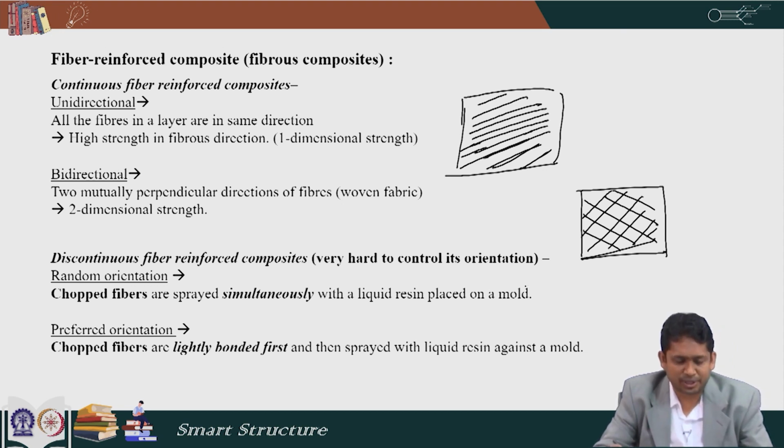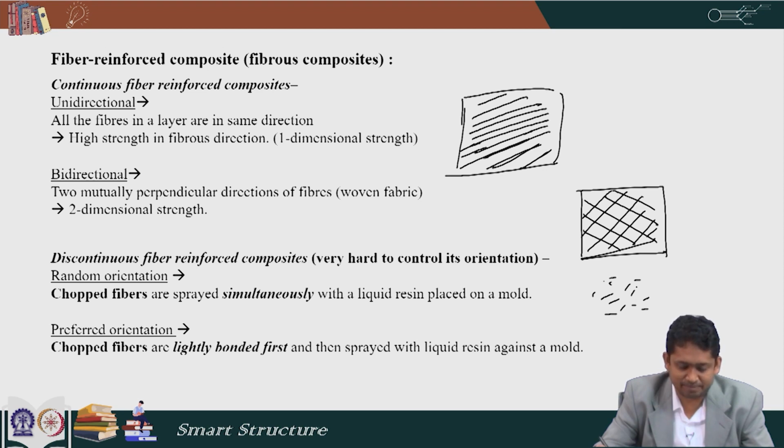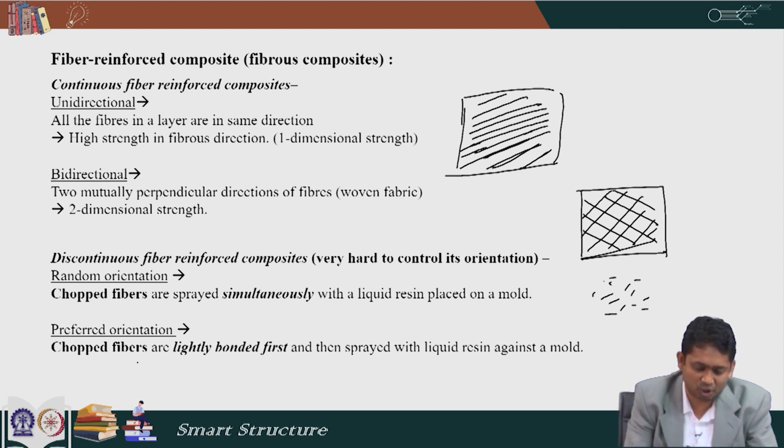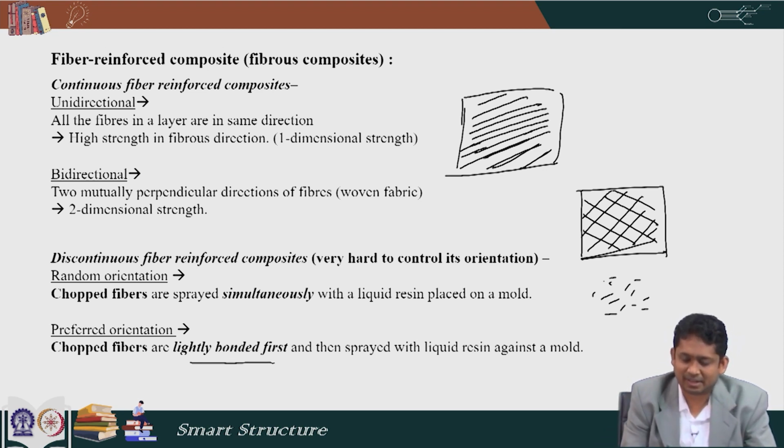When it comes to discontinuous fiber reinforced composites, there can be random orientation or there can be preferred orientation also. Random means the various short fibers are randomly oriented, and if we want to have some preference in the direction, then generally what is done is these chopped fibers are tightly bonded first and then sprayed with liquid resin against a mold.